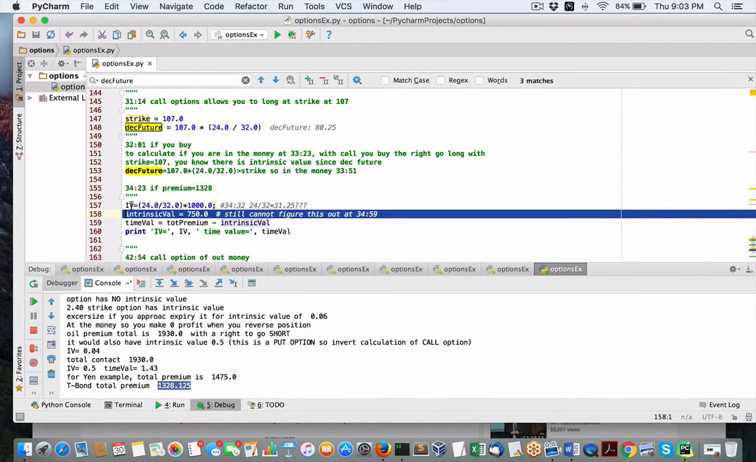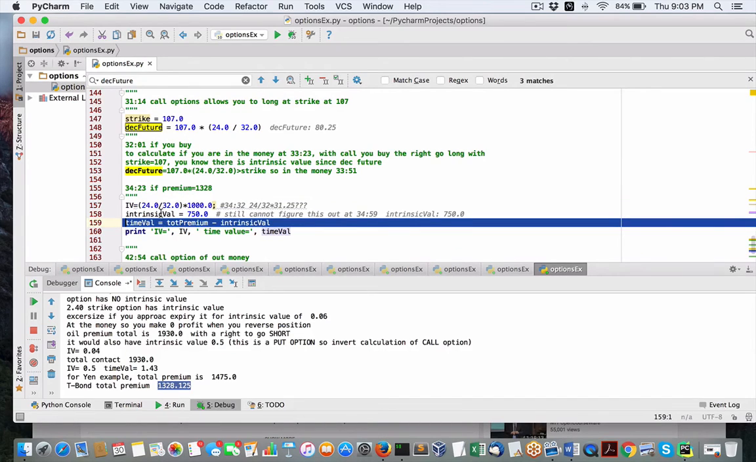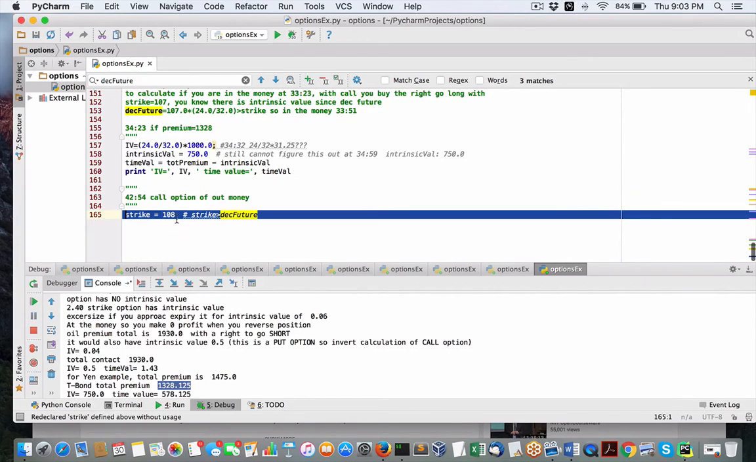Now, when we run this, the intrinsic value is 750. Here you'll note some confusion, so we just ignore that. Our time value is the total premium minus the intrinsic value. Okay, so print them out. We know that our intrinsic value is 750, with a time value of 578 and 12 cents or whatever.